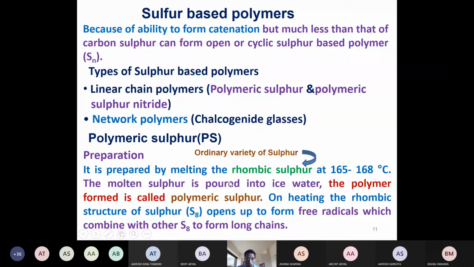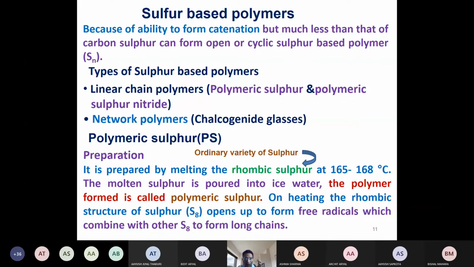It is prepared by melting rhombic sulfur. Rhombic sulfur means the ordinary variety of sulfur, and its formula is S8. But in plus two level, we don't write down S8, because if we write down S8, then it's very difficult to balance the chemical reaction. Actually, the molecular formula of rhombic sulfur is S8. That means 8 atoms of sulfur are present in one molecule of sulfur. And when you melt rhombic sulfur at 160 degrees Celsius, then a molten mass forms. That molten mass is poured into ice water, and in this process the polymer form is called polymeric sulfur.